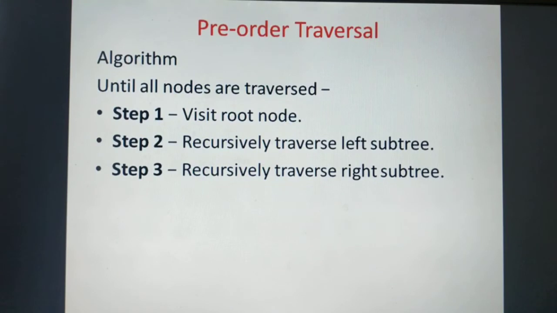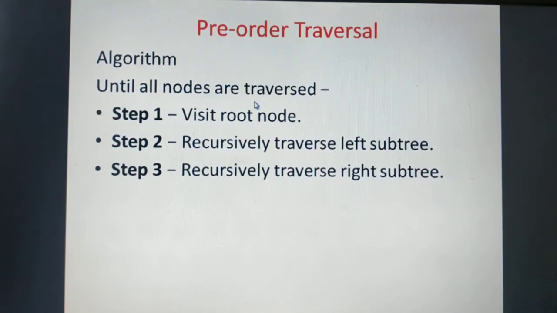Next we are going to look into the algorithm: we first visit the root node, recursively traverse the left subtree and then recursively traverse the right subtree until all the nodes are traversed. So this is the algorithm for the pre-order traversal. Once we know how to do an in-order traversal, the pre-order and the post-order are similar, only the sequence of traversing is different.